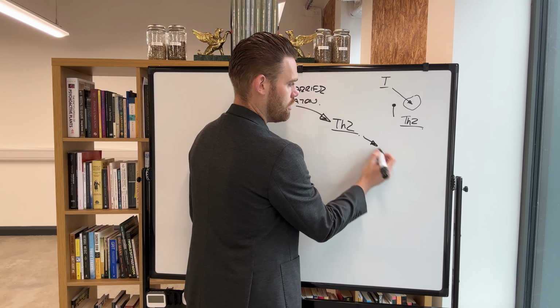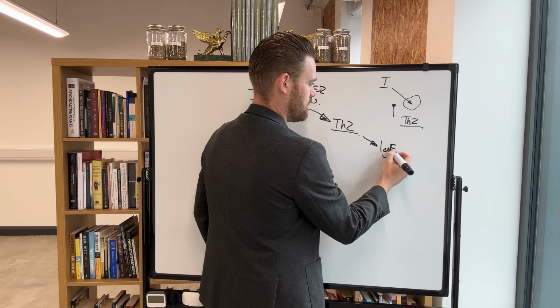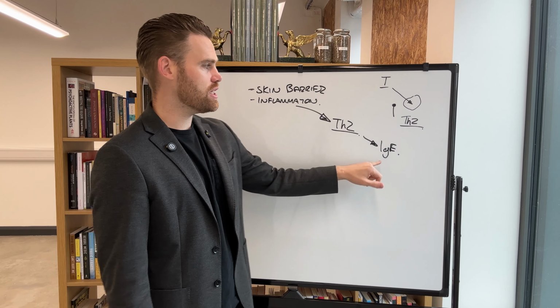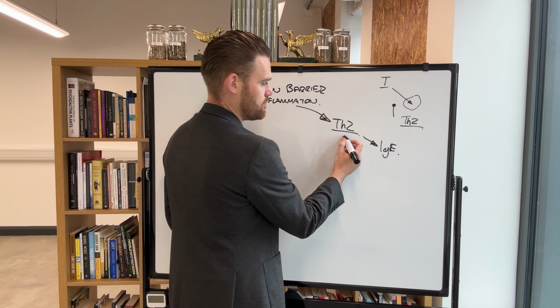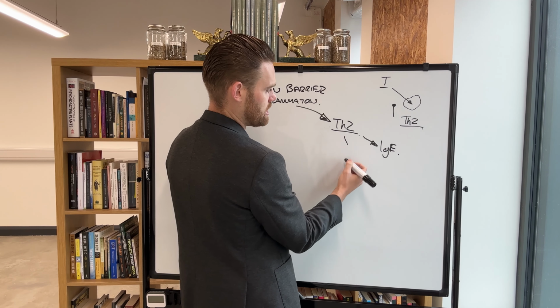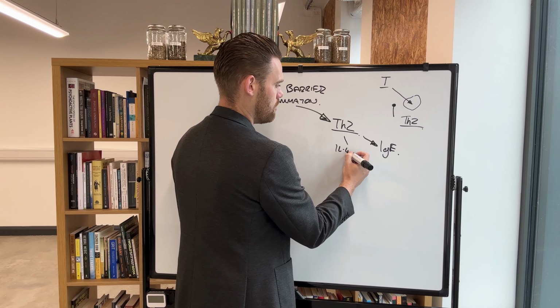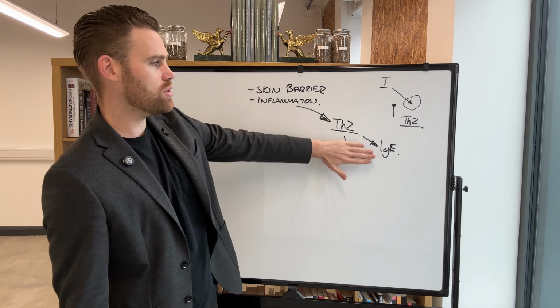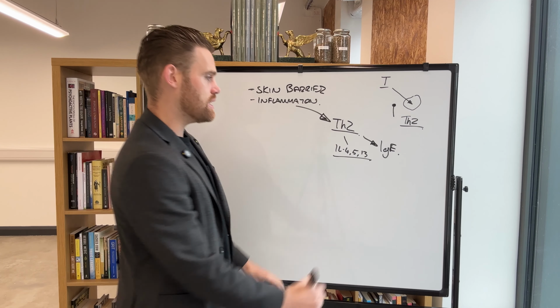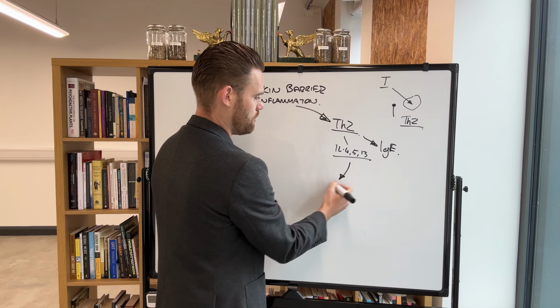So Th2 inflammation, here's what's important about this. Number one, it upregulates the IgE response. So you get IgE skewing, which is more of an allergic response to things. And also it produces cytokines, which again are chemical messengers, IL-4, 5, and 13. What does that mean? Numbers, letters, not important.